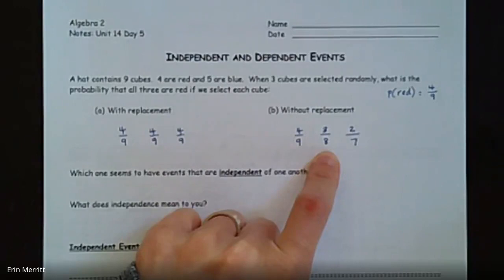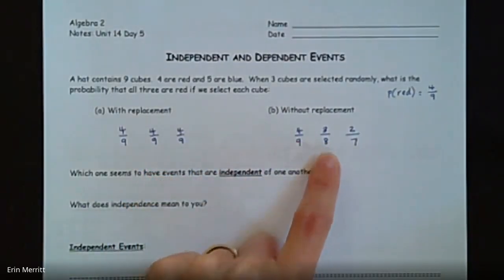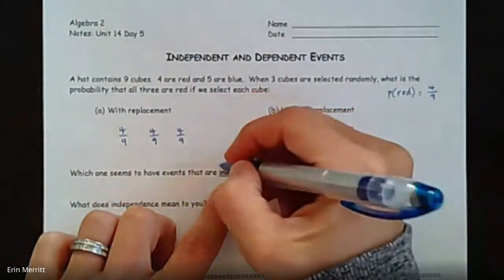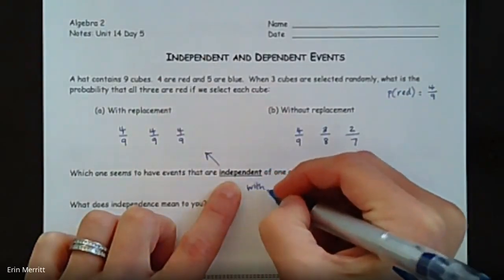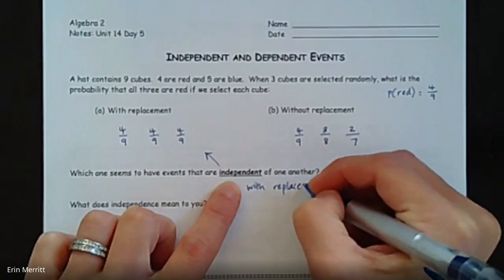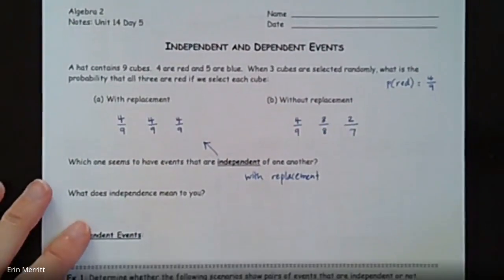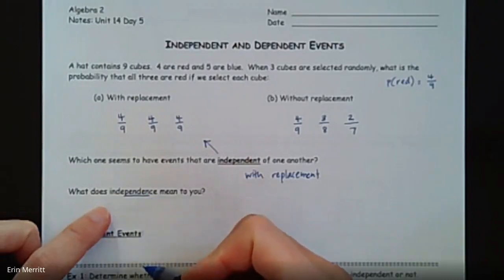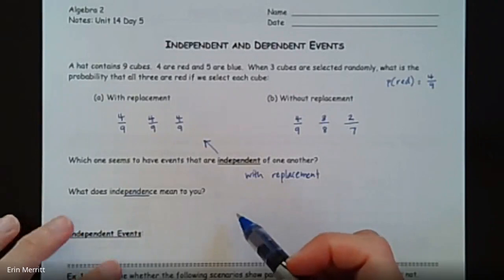This one is called independent events, right? The other one would be dependent because it depends on what happens the first time, and the numbers change the second time around. So when it asks which one has events that are independent of one another, that's the one with replacement. And what does independence mean? In this case, independence means that one event does not affect the probability of the next.